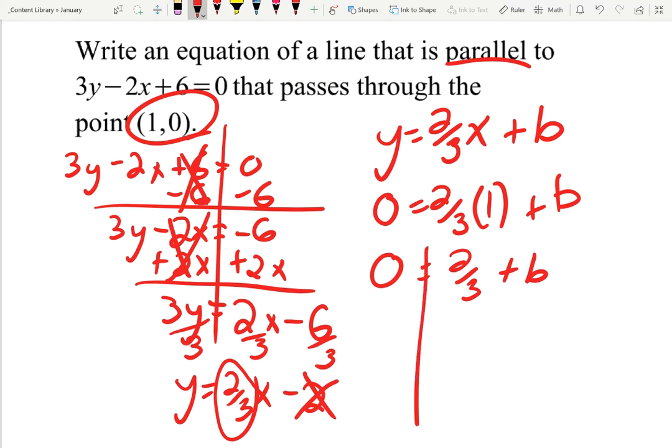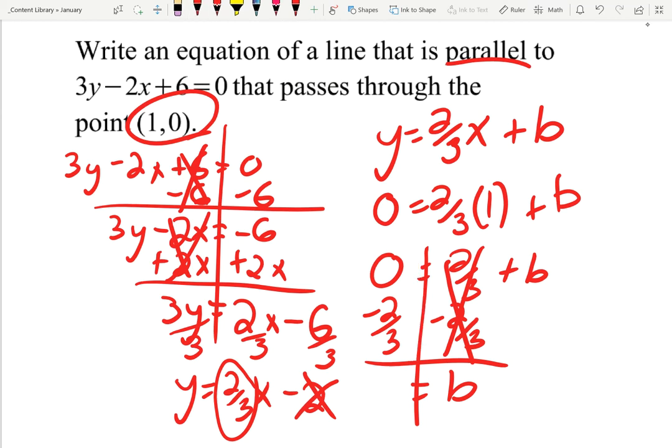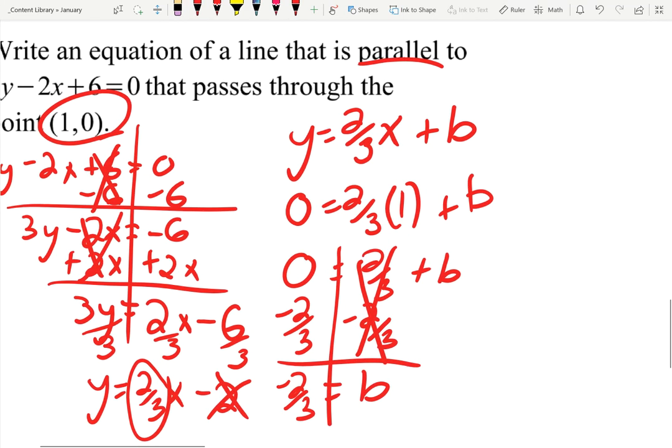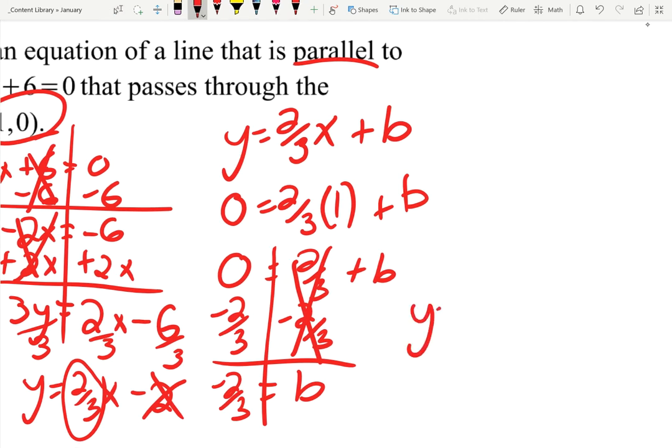And if I want to simply get rid of this 2/3 to get the b by itself, I'm just going to subtract 2/3, right? Because 2/3 minus 2/3 will be 0, and it will disappear, just leaving me with b. And on the left-hand side, this could be worse, right? But it's 0 minus 2/3. There could be harder problems to solve. That is going to be just a -2/3. So I know that b is -2/3, which means I can put it in my answer, making my final answer y equals 2/3 x minus 2/3.